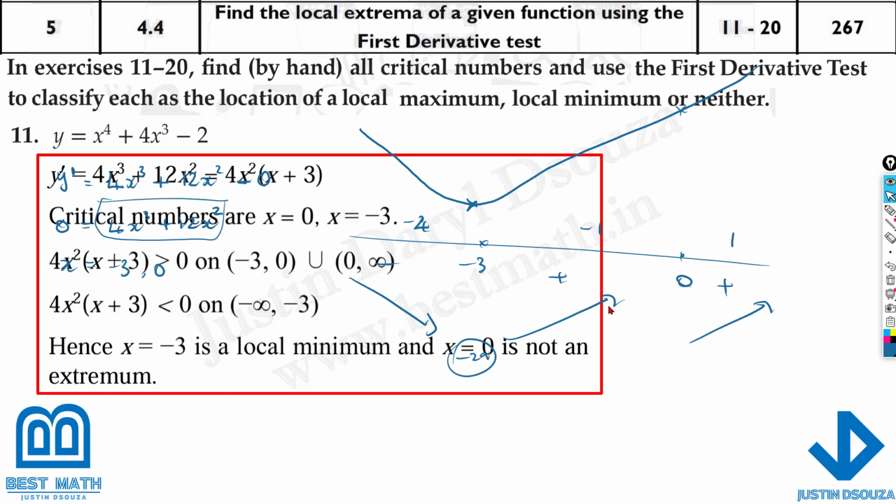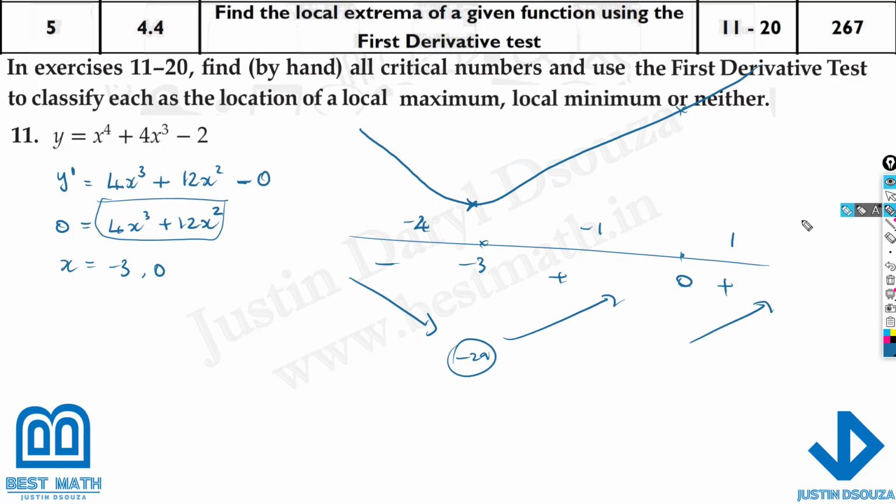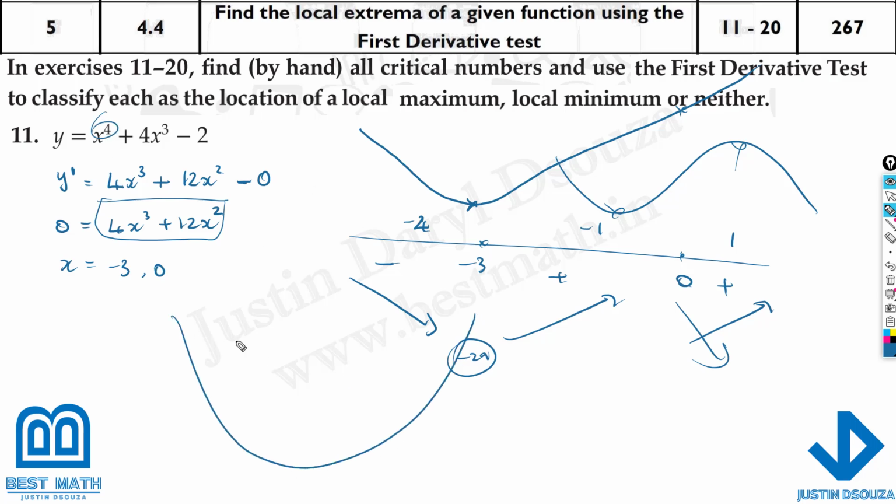Why? Because it is not having something like this. If this would have been going down, then it would have local minimum and maximum, right? And then the graph continues. But you can see this is x to the power 4. It is a parabolic sort of thing. Here we got a minimum, but no maximum here.